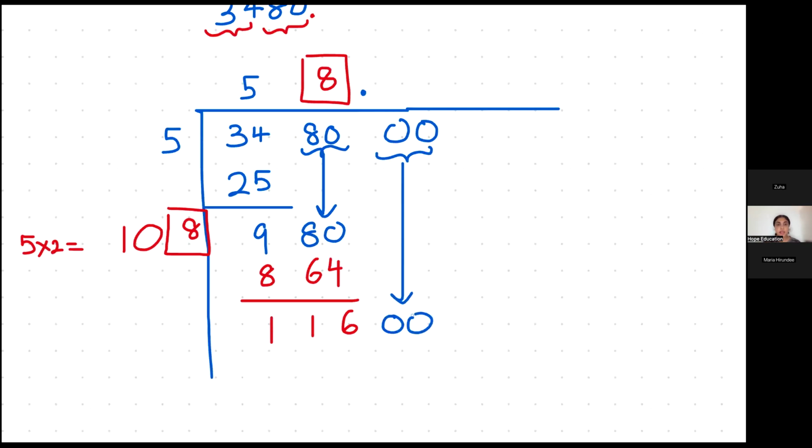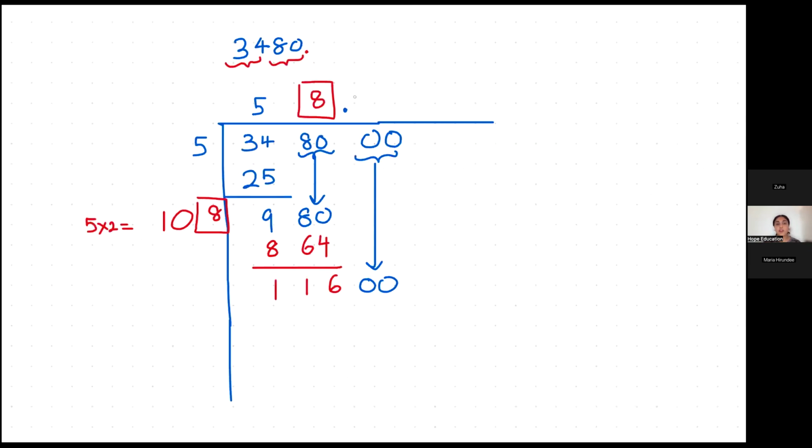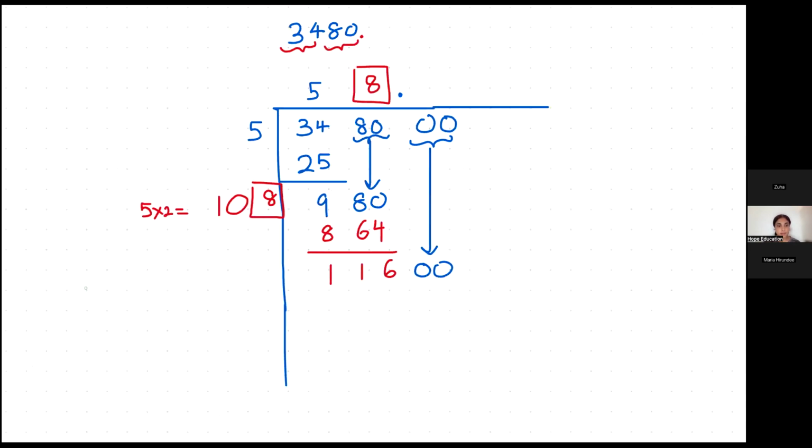Okay. And now what is here at the top? At the top we have 58. And what is twice 58? 2 times 8 is 16, 1 remaining, 2 times 5 is 10, plus 1, 11. So that is 116.